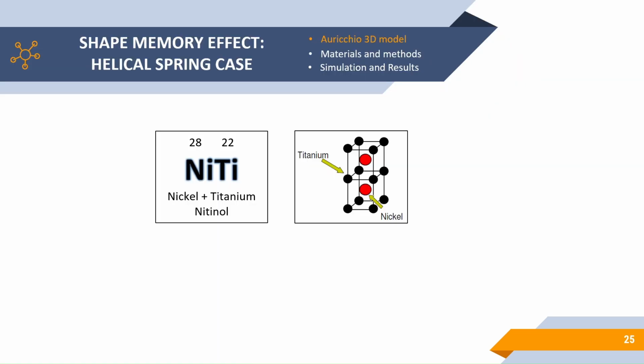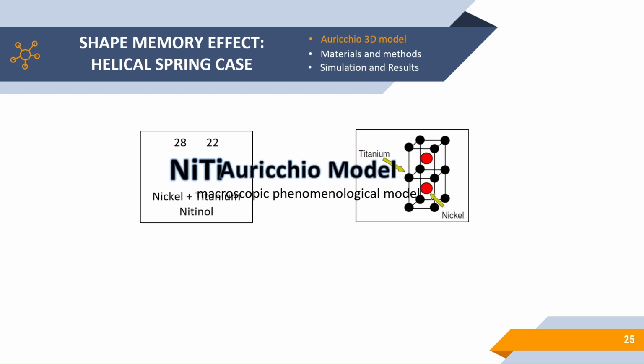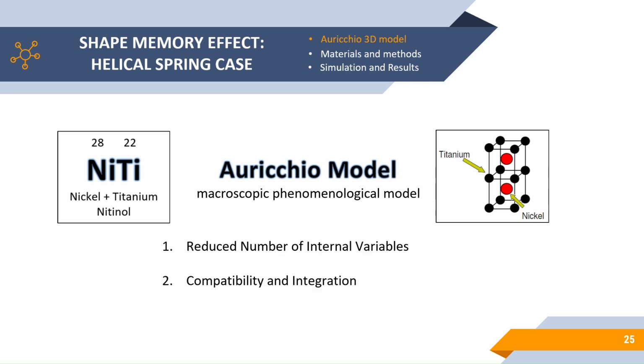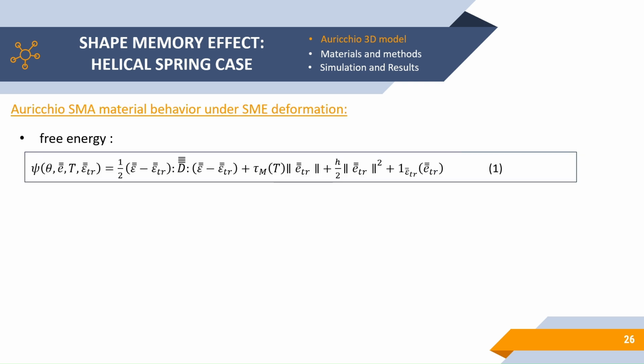In this section, we will focus on the nickel-titanium shape memory alloy using the ORQ model, which is a macroscopic phenomenological model. This model has been chosen for two main reasons. First of all, the reduced number of internal variables, which can be easily found through experimental tests. Secondly, this model is highly compatible and easily integrated into finite element analysis codes. ORQ developed an efficient 3D model for shape memory alloy simulations, where the free energy is set as follows.